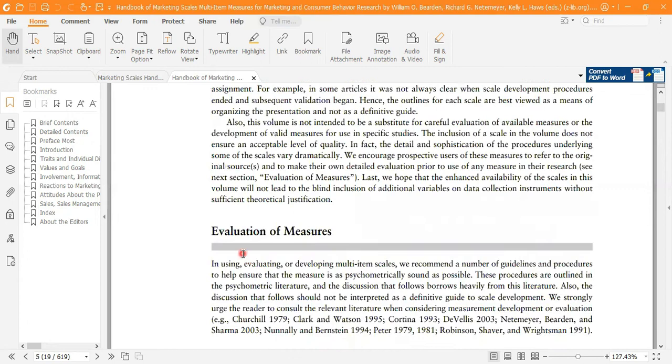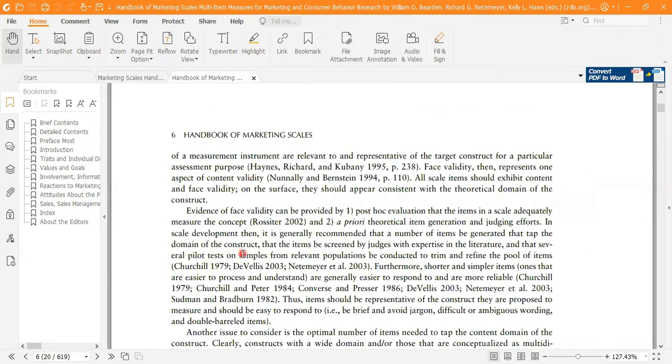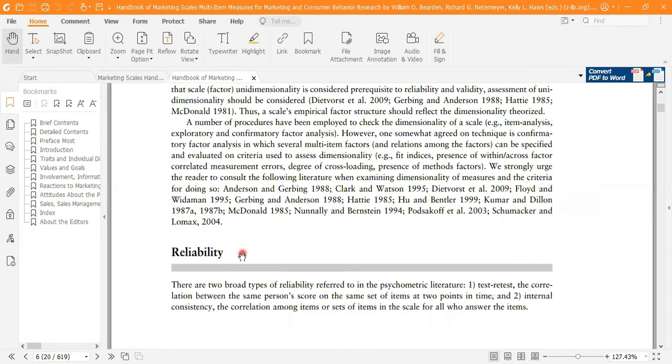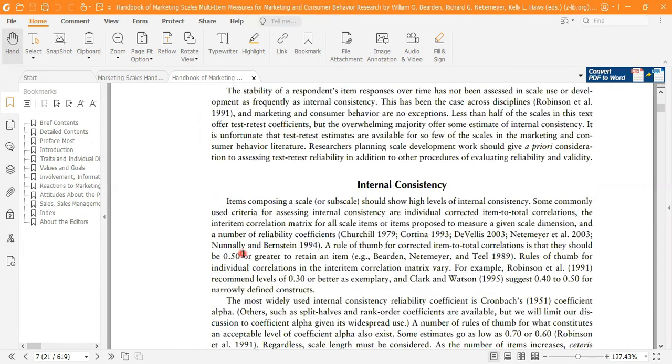Now, these are the evolution of the measures, how the measures evolved: content validity, reliability, and scale dimensionality, and so all these things are there. Because the time of this video is very short, I am avoiding all these, but I request you to please go through them.